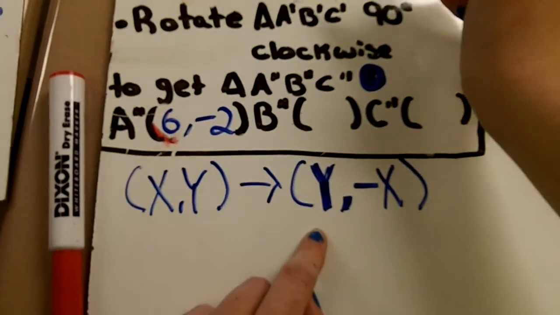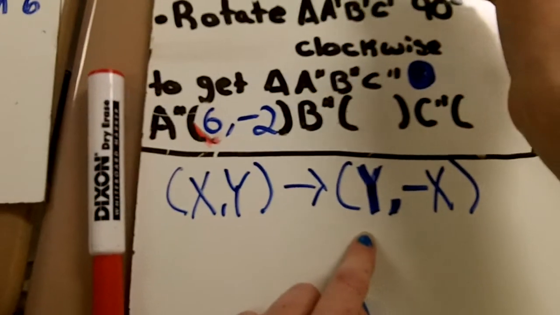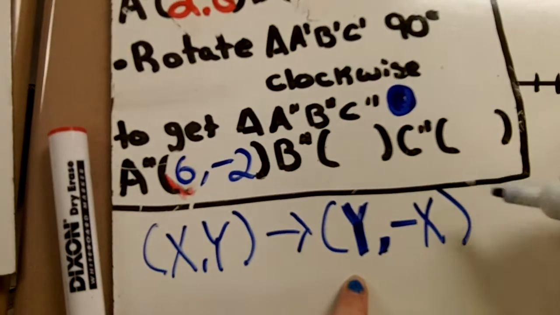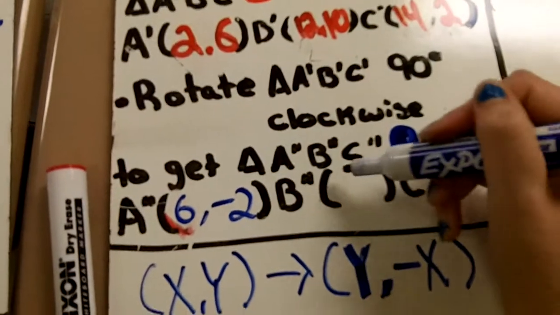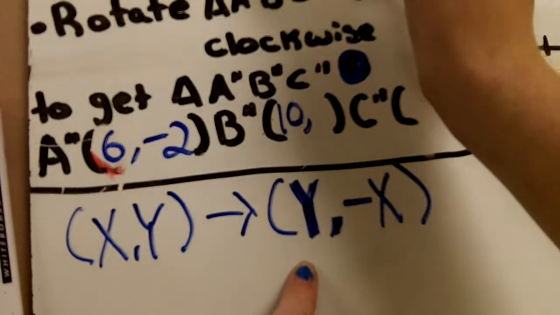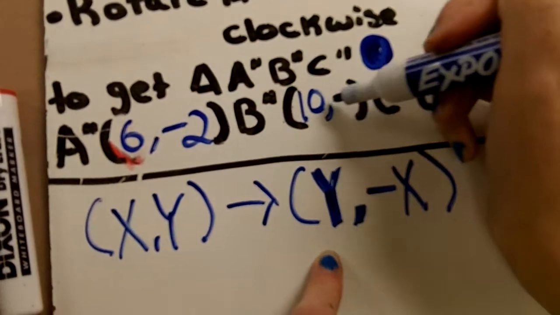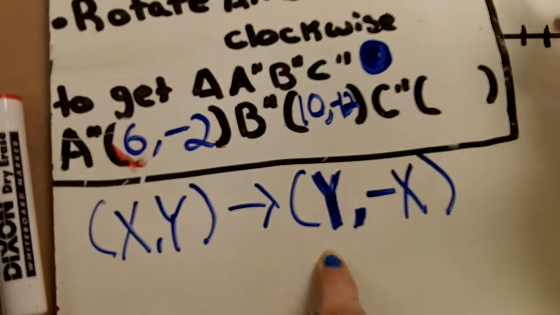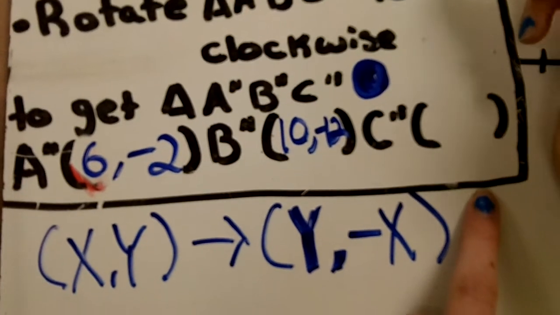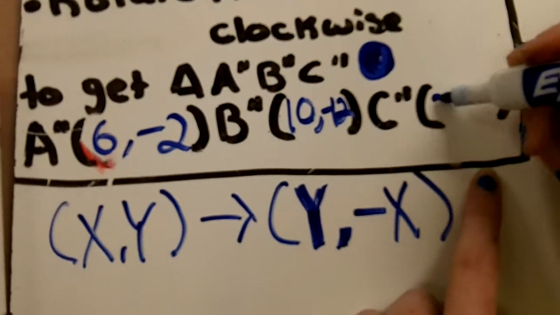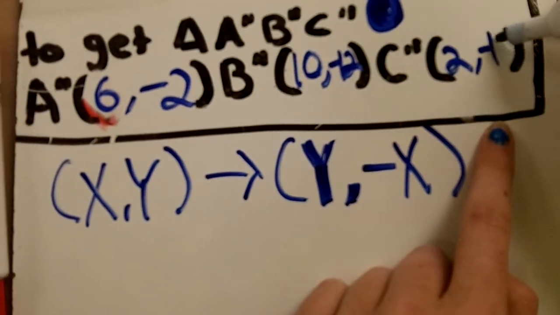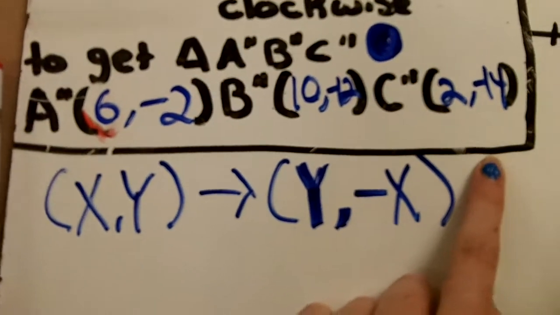Alright, so for B prime, we had 12, 10. So we're going to take the 10 and move it to the x spot, because that's where the y goes. So B double prime is going to be 10, and 12 is going to be turned to negative 12. And that's going to be our B double prime. C double prime. Well, C prime was 14, 2. 2 is moved to the x, and 14 will be turned to a negative 14. And then we have all our points. All we have to do is graph them.